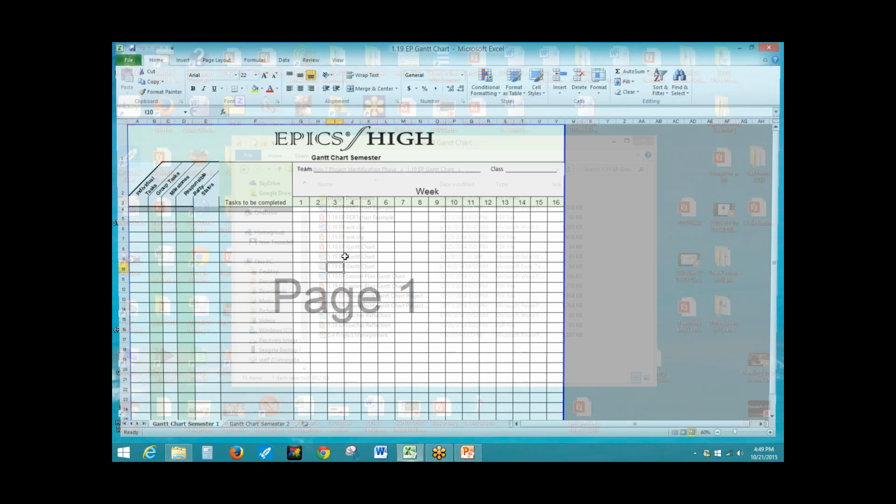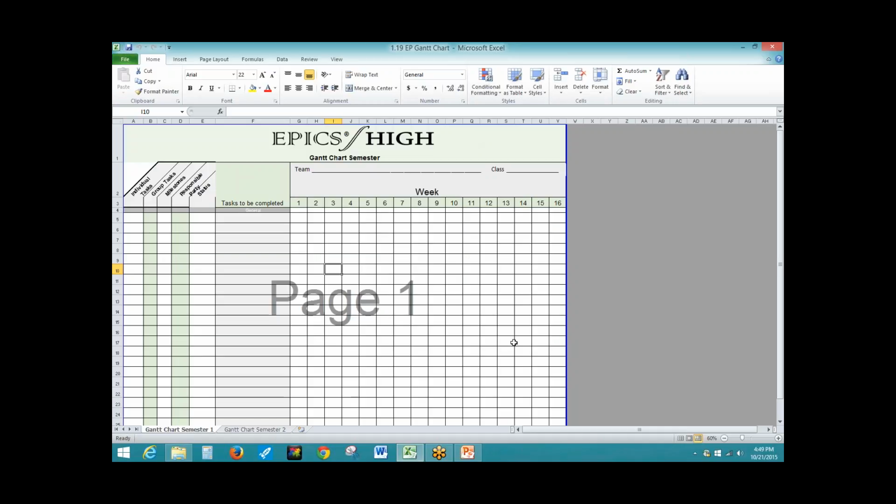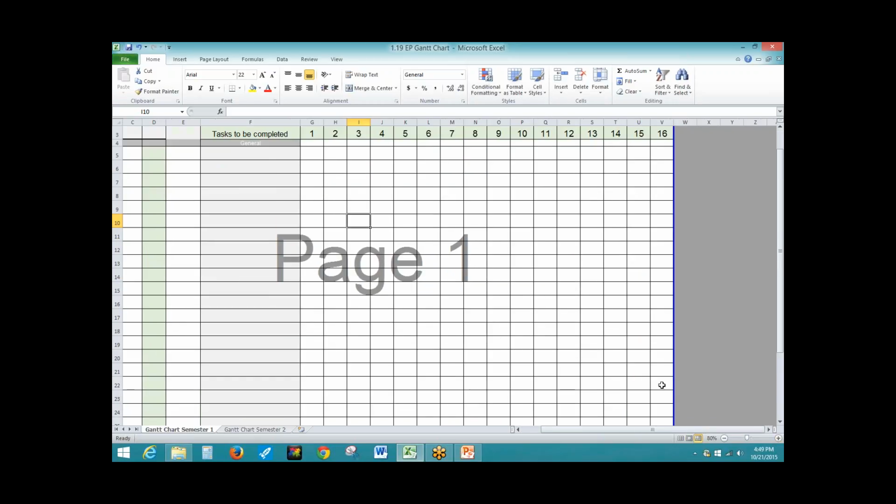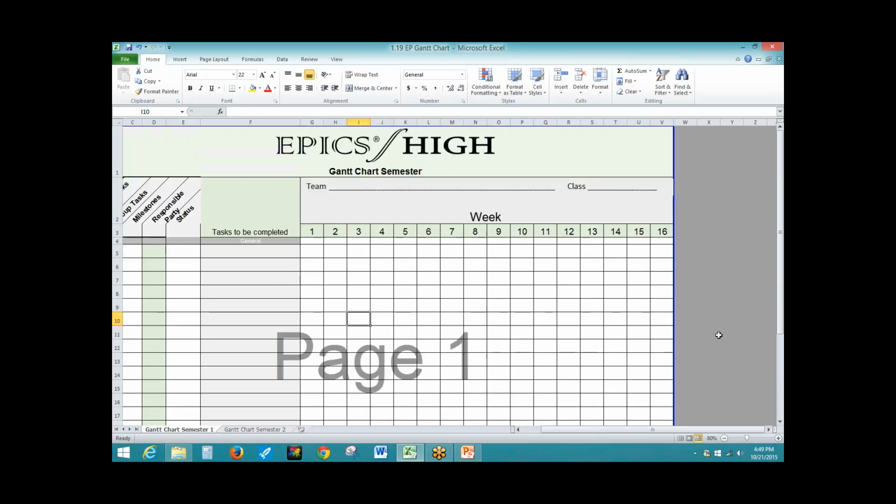So this is an example of the Gantt chart. Mine doesn't look any better. Do what? Good. Well, that makes me feel better. So if you look at the Gantt chart here, I don't see anything, so I don't get to have the laugh.